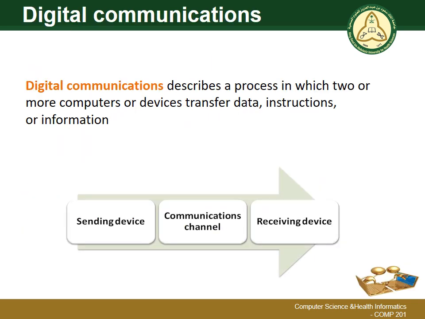Now, since we talk about digital communication, that means we have to send data from one part to another part. There is a receiving device, and in between there is a communication channel. So digital communication means a process in which 2 or more computers or devices transfer data, instructions, or information. Therefore, we need a sending device, we need a receiving device, and in between there is a communication channel that will send the data and receive the data through.